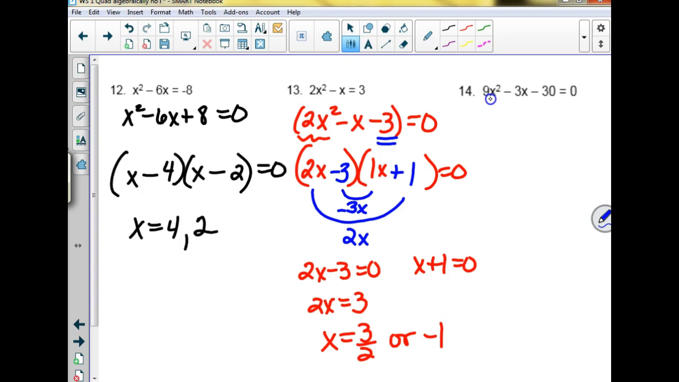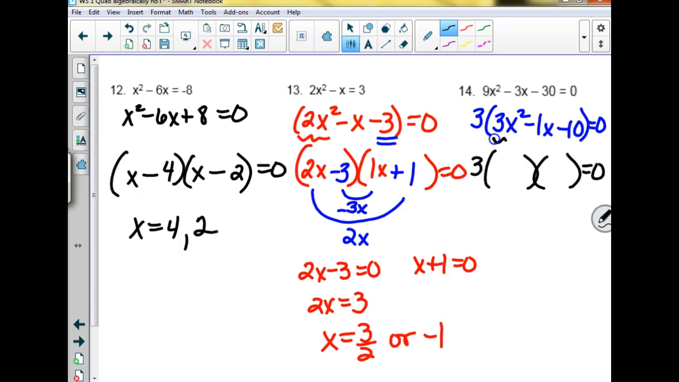All right, what about number 14? We can take out a 3, yep. If we take out a 3, we'll have 3x squared minus 1x minus 10 equals 0. Did I do that right? Okay. We can leave the 3, but it's never going to equal 0.